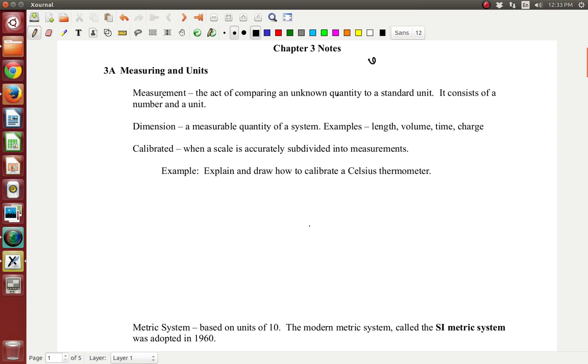Measuring in units. Measurement is the act of comparing an unknown quantity to a standard unit. It consists of a number and a unit. The standard unit would be something that we all agree on.